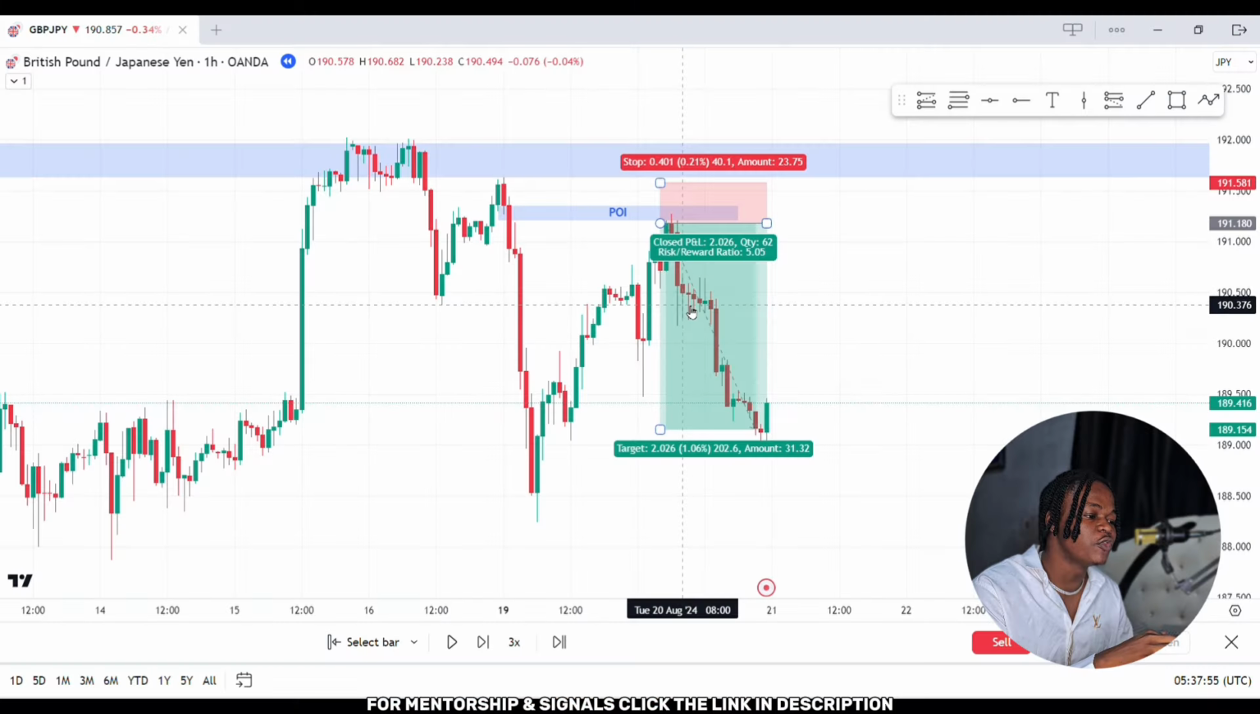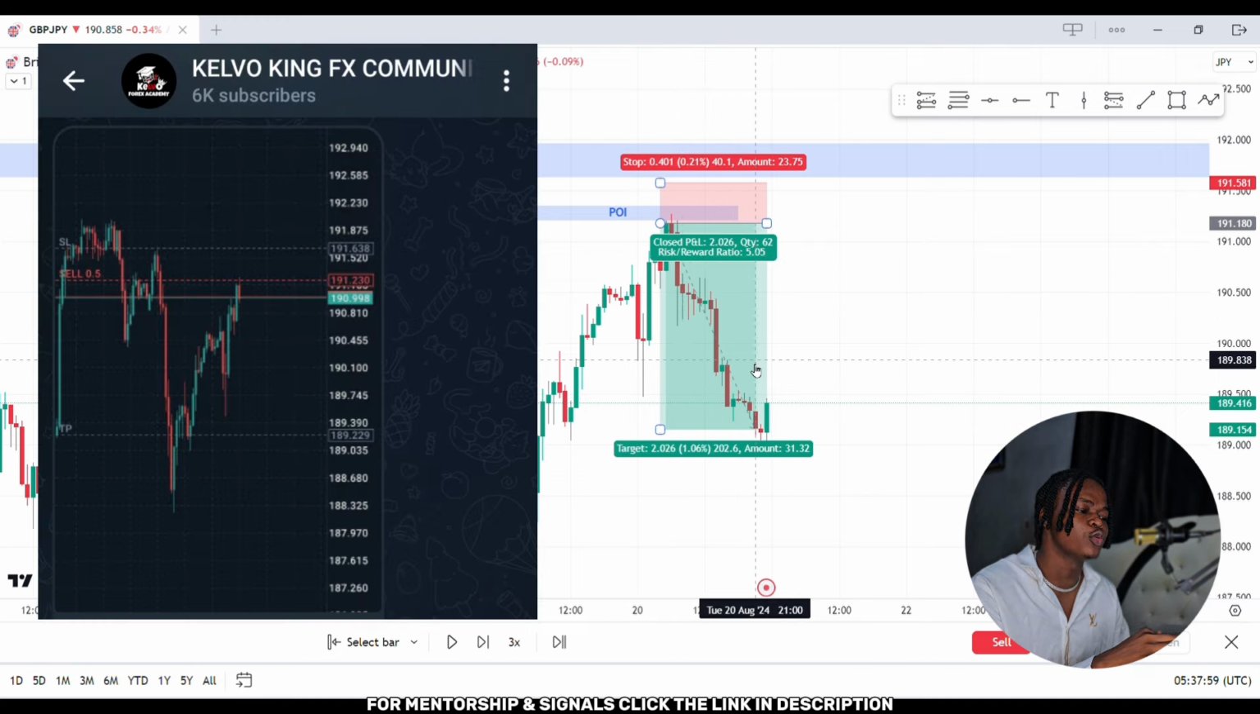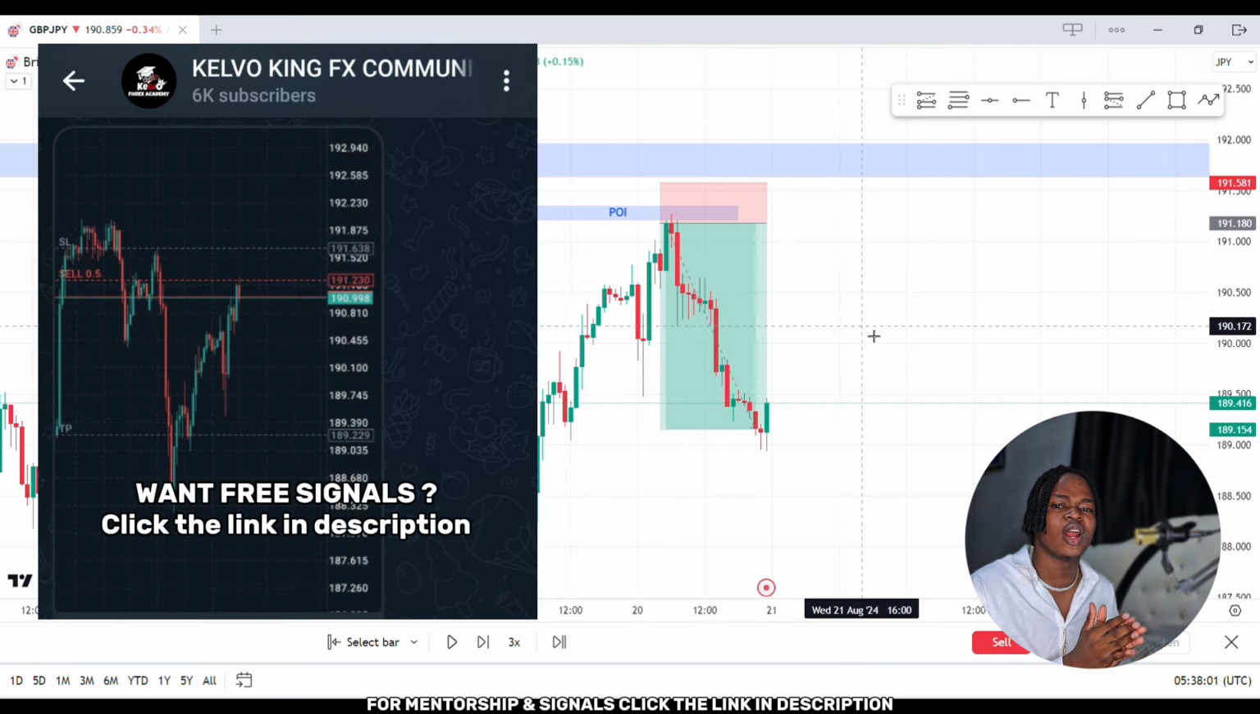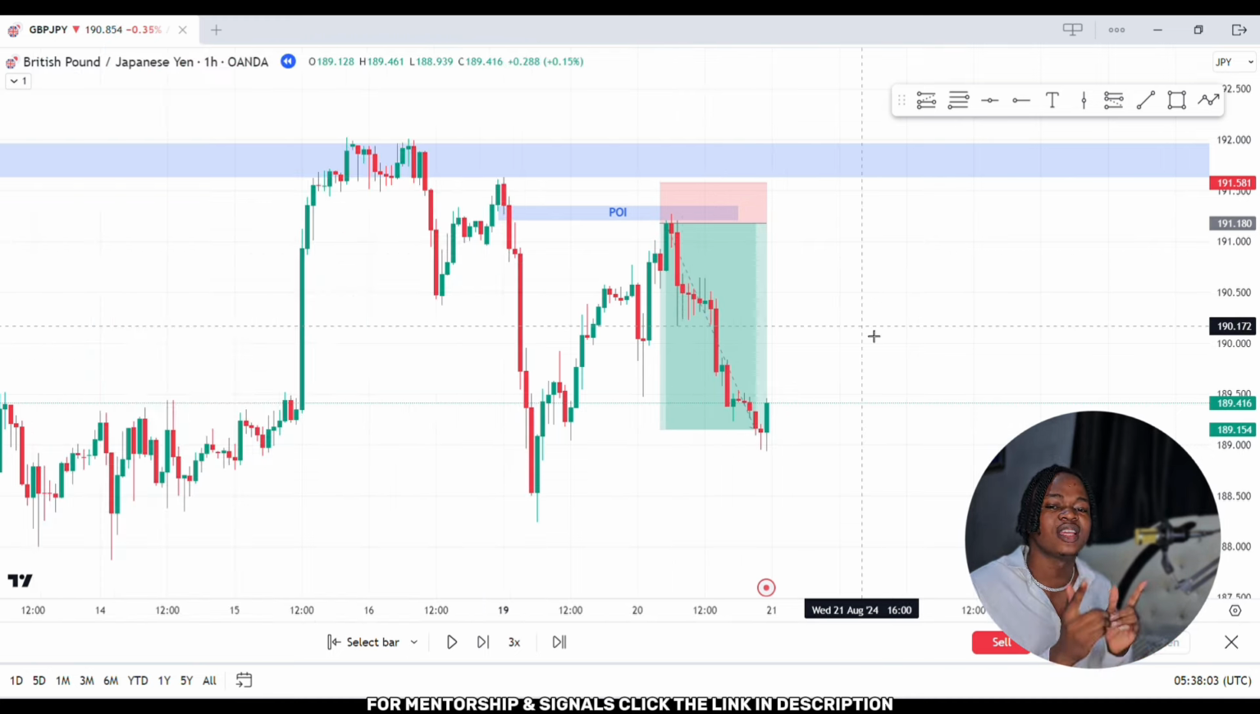In this video, we're going to be looking at the analysis behind this beautiful 1:5 setup I sent out as a free signal into my free Telegram community. We're going to be looking at the reasons why I took this trade, what I was looking out for, and how you can take similar trades like this when you see the same setup. Now, first of all, let's look at the strategy I was using.